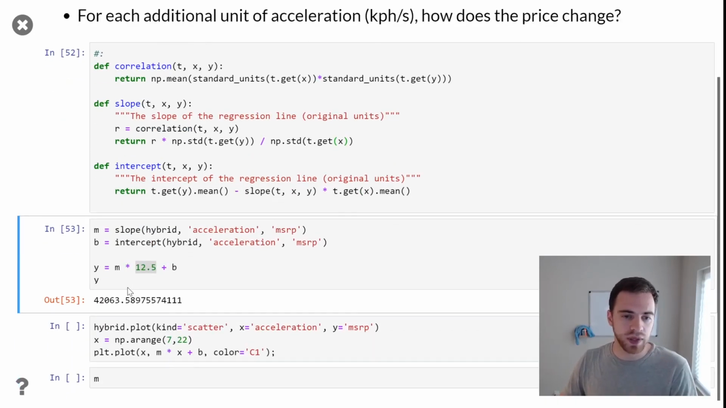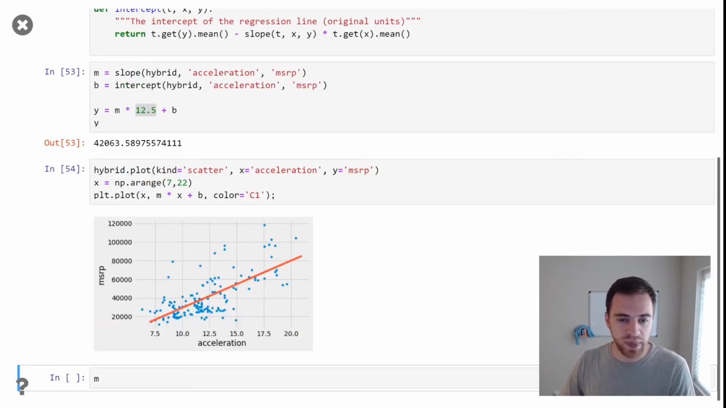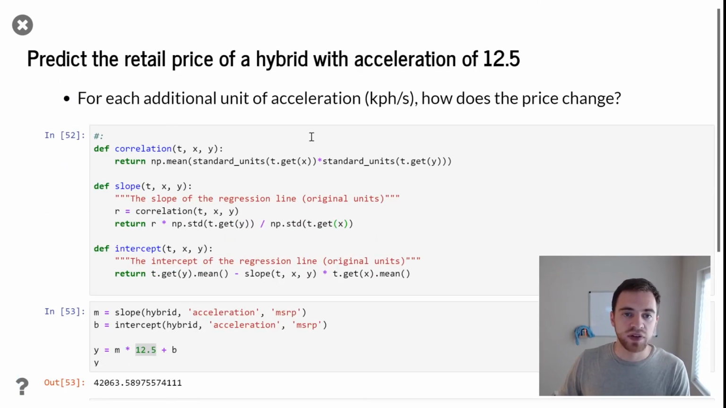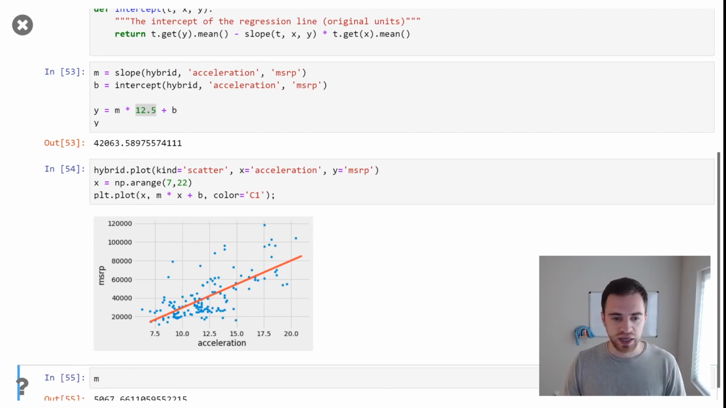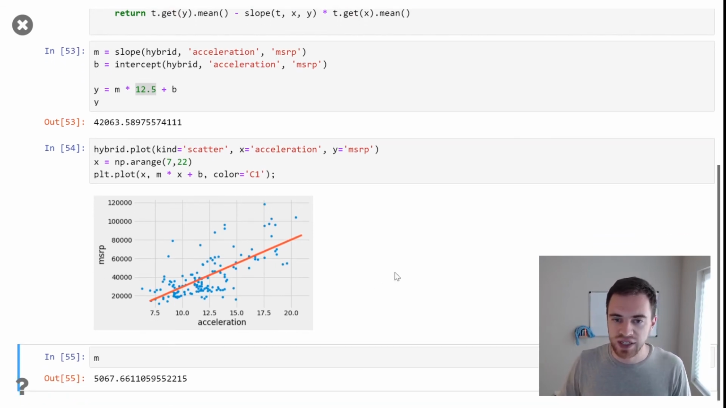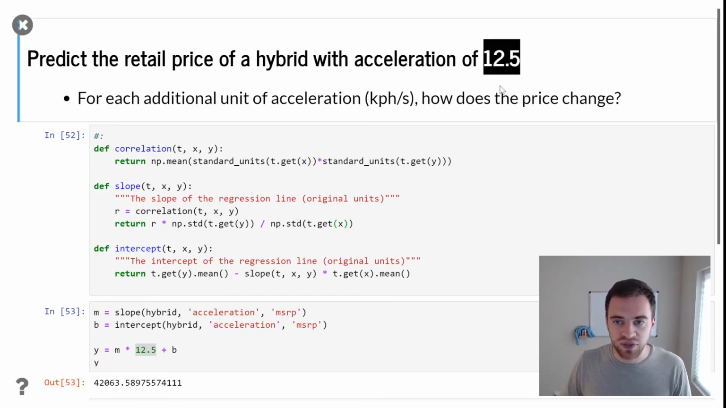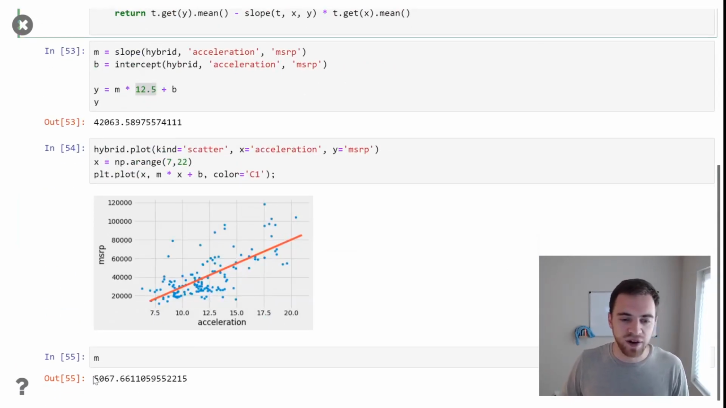Okay, so I could take a look at my data. I have plotted this line, which has slope m and intercept b, and here's the prediction for any given acceleration. I can plug it in and I get the predicted price. Now, the original question was, for each additional unit of acceleration, how does the price change? That's what the slope tells us. If I increase the x variable by 1, how much does the y variable increase? Here I see it's $5,067. So making a car that accelerates 1 unit faster costs the buyer $5,000 more.